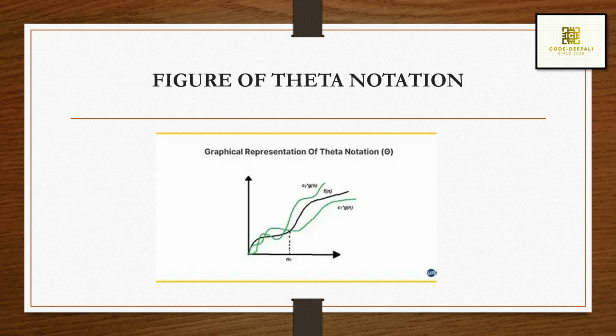This is the figure of theta notation. As you can see, it represents the upper bound as well as the lower bound of an algorithm runtime.